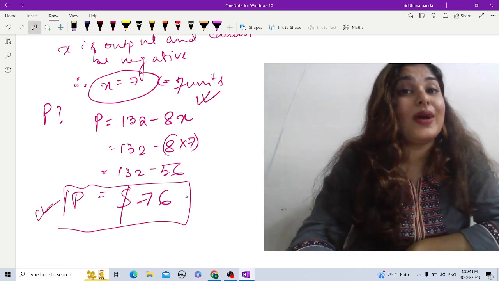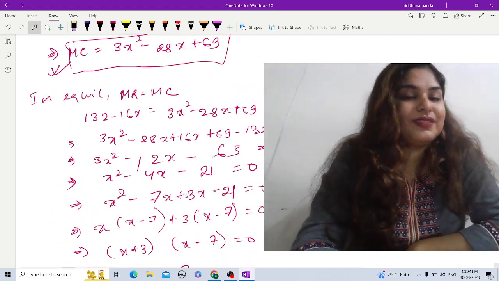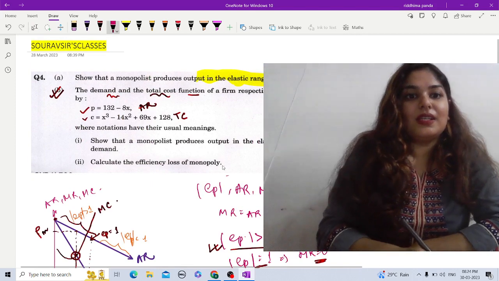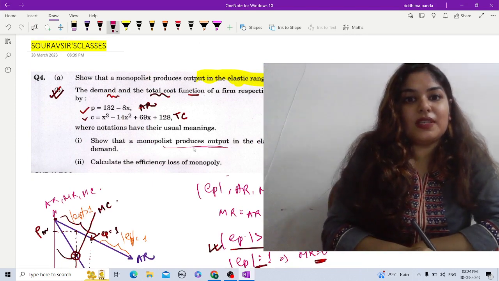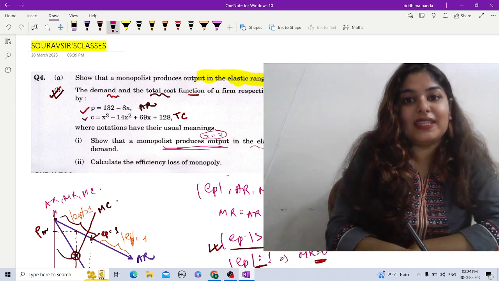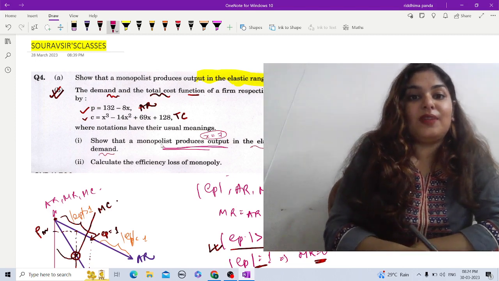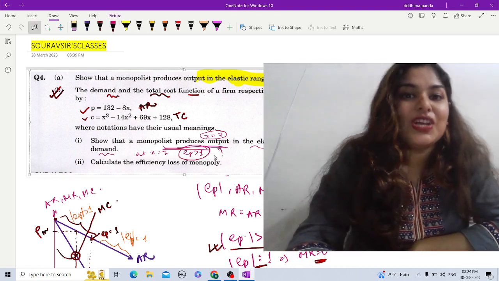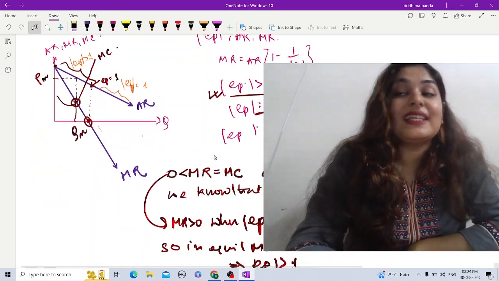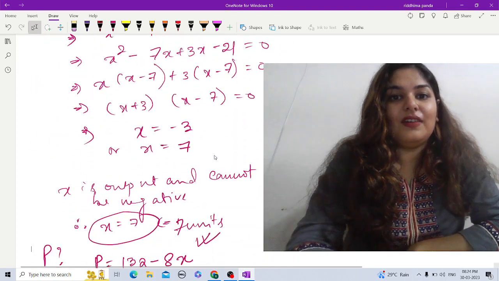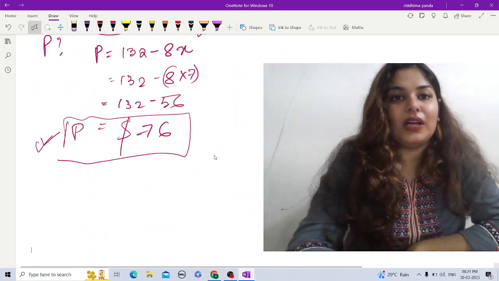Now let's go back to the question and check what we have to show. Right. So show that the monopolist produces output, that is we have got x is equal to 7, right? So this production takes place in the elastic range. That means we have to show at x is equal to 7, EP should be greater than 1. This is what we have to show. That means we have to calculate the elasticity here. So let's first define the elasticity formula.